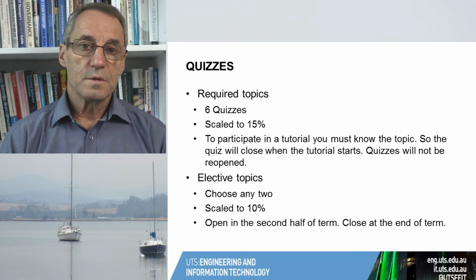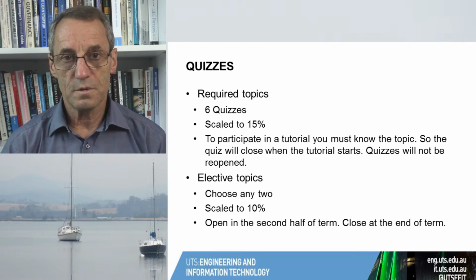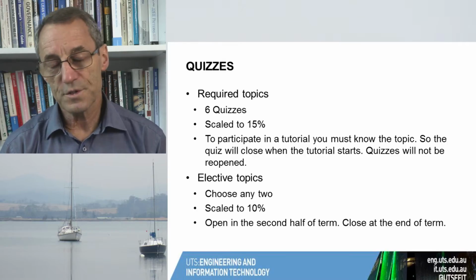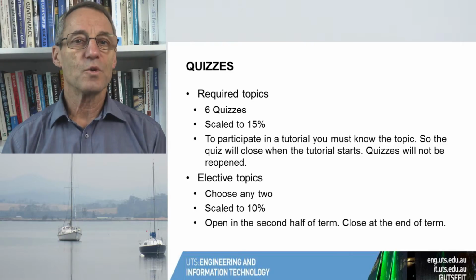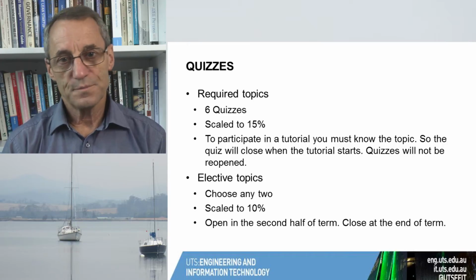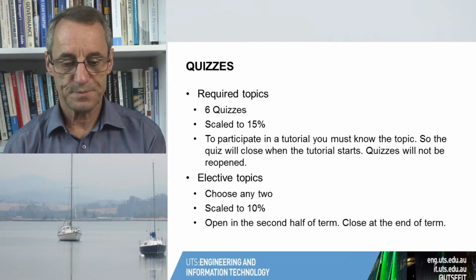The elective topics, they are scaled to 10 marks. Same thing, you get 3 attempts at the quiz. You can do it anytime you want, but you choose your best 2. If you answer more than 2 quizzes on the elective topics, I will take your best 2. And they are scaled to 10. So basically you take your average mark of your best marks.